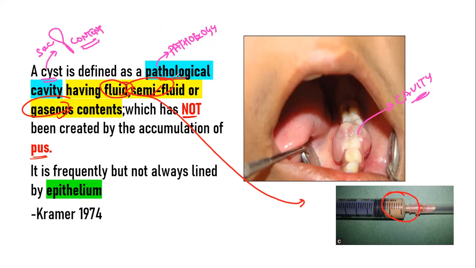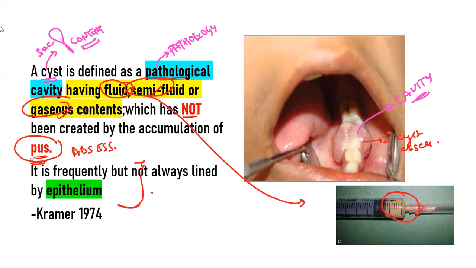So you know that this is a pathological cavity. You know its content. Now the third thing is its content is not pus. So it is not created by the accumulation of pus. If it contained pus, it would have been called an abscess. And sometimes the cyst can be secondarily infected, which is called a cyst abscess. So we know that this is a pathological cavity having fluid, semi-fluid, gaseous content, not pus. It is frequently, but not always, lined by epithelium.